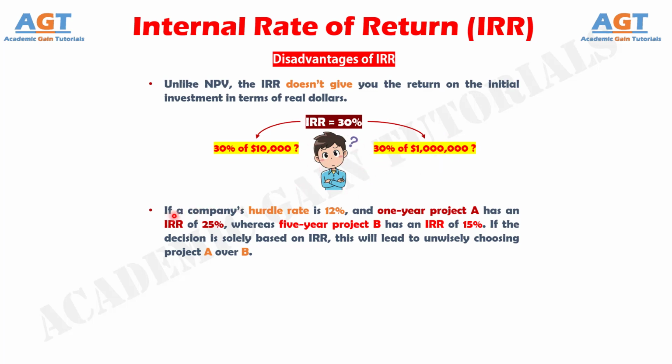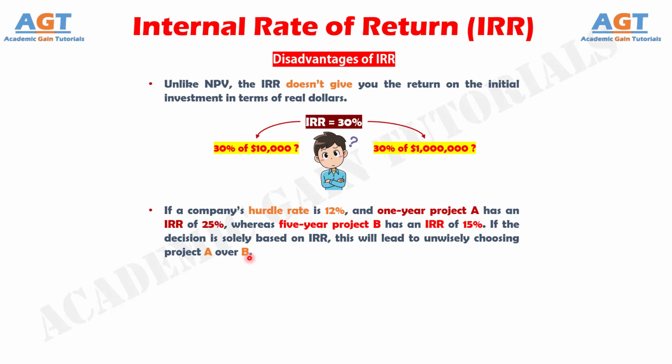Let's say a company's hurdle rate is 12%, and 1-year project A has an IRR of 25%, whereas 5-year project B has an IRR of 15%. If the decision is solely based on IRR, this will lead to unwisely choosing project A over project B.